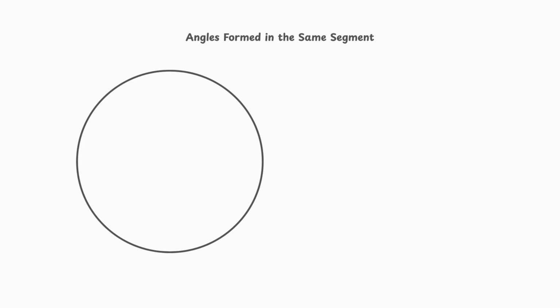Let's get started. Let's begin by understanding what a segment is, because this idea is the key to this entire topic. Look at the circle in the diagram. We have 2 points on the circumference, point A at the top and point B at the bottom. Now these 2 points are joined by a straight line. This straight line is called a chord. So remember, a chord is simply a straight line that joins 2 points on the circle.